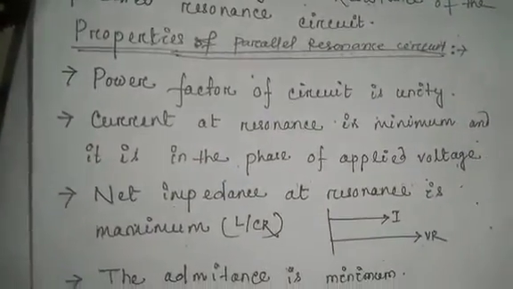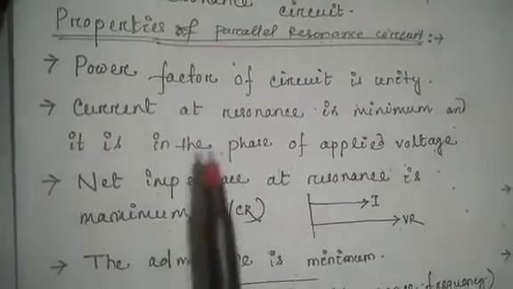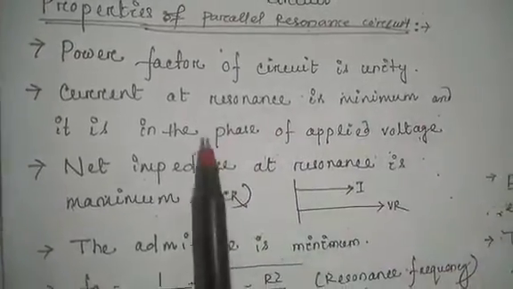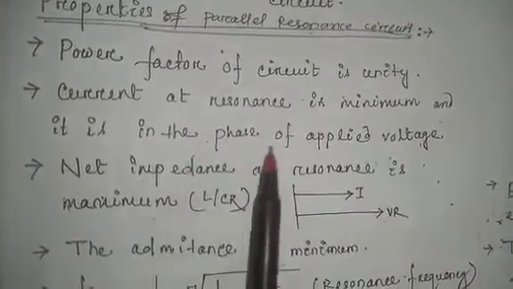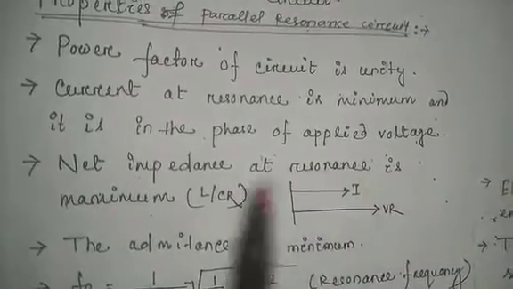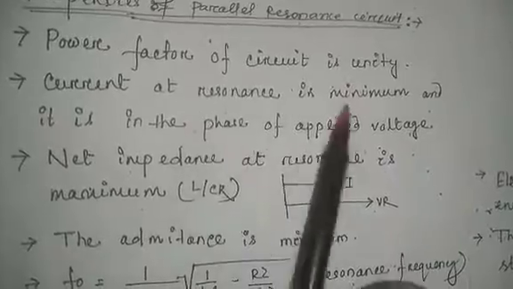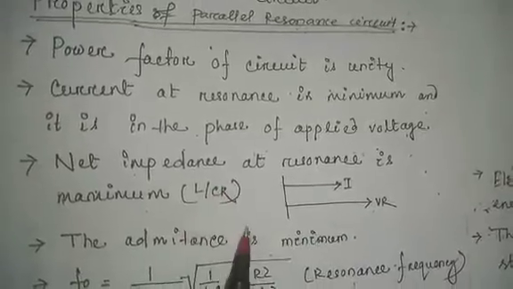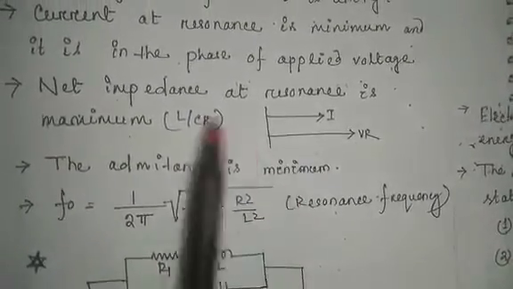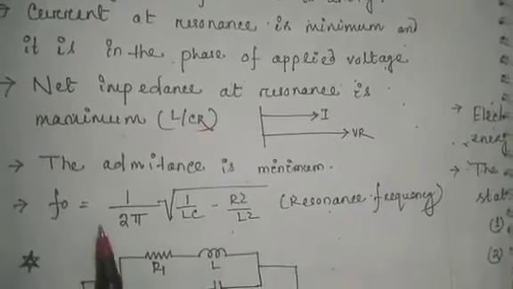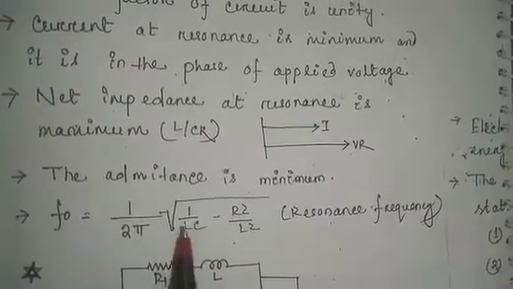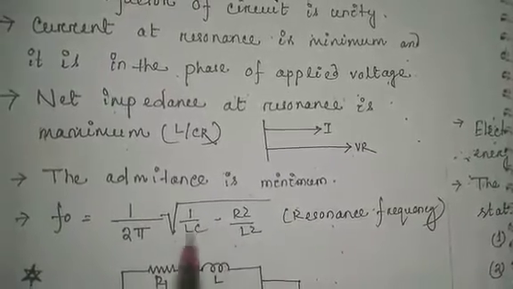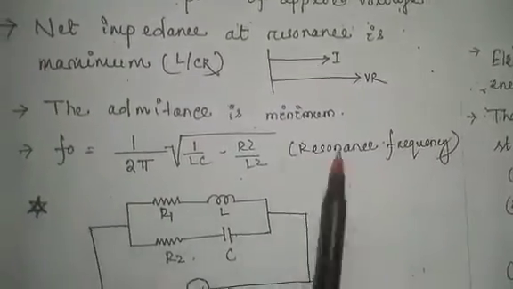Then you see the properties of the parallel resonance circuit. Here the power factor of the circuit is unity, current at resonance is minimum and it is in phase with the applied voltage, and net impedance at resonance is maximum. If the current at resonance is minimum, impedance is maximum, that is L by CR. Then the admittance is minimum, admittance being the reciprocal of impedance. And f0, the resonance frequency, is equal to 1 by 2 pi whole into root of 1 by LC minus R square by L square. That is your resonance frequency.